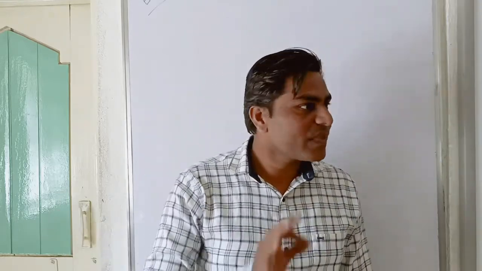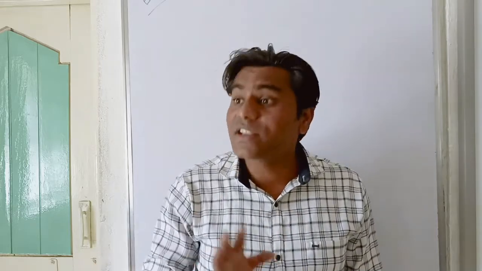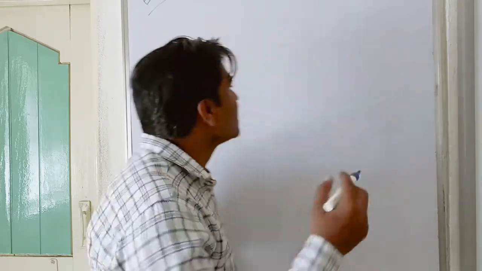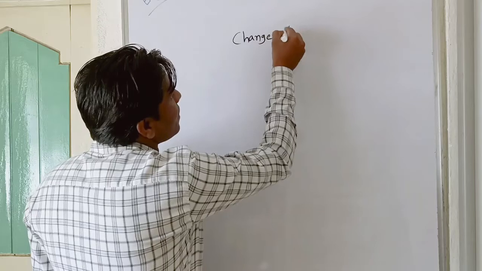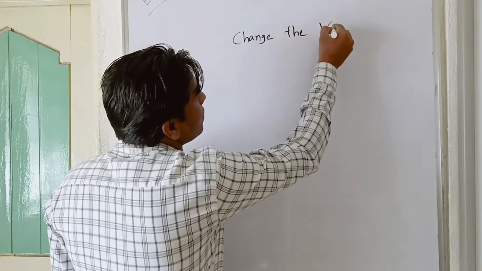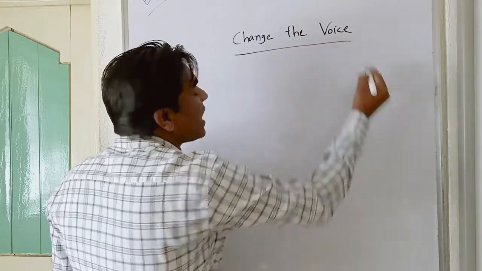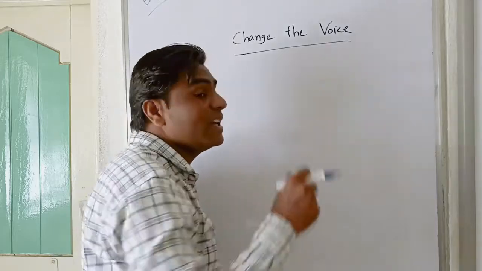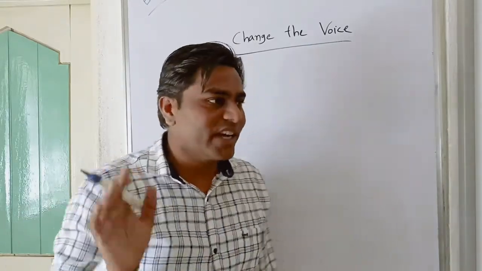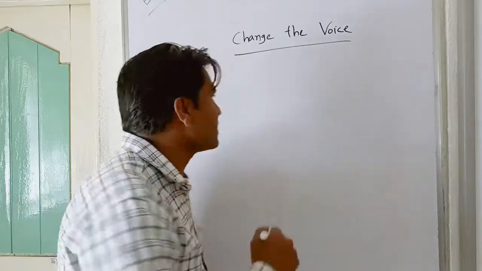Okay. Now in this class we learn the simple past tense. How we can change the simple past sentence which is in the active voice into the passive voice. How we can transform them. Okay. The title is this: change the voice. It is the title. Please write down the title in your notebook. Change the voice. And today we are learning how the past simple tense can be changed into the passive voice.